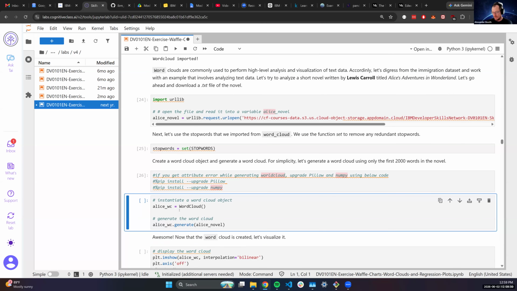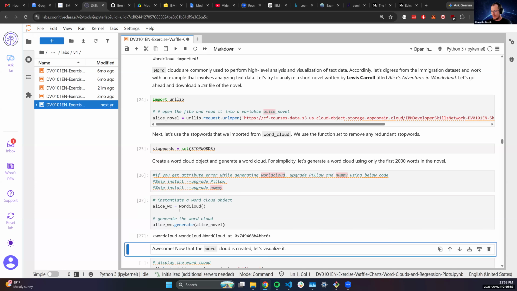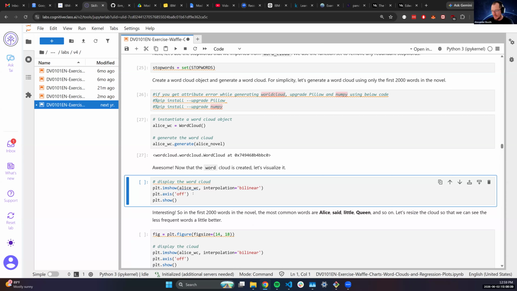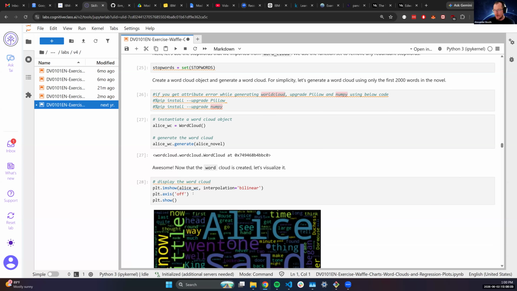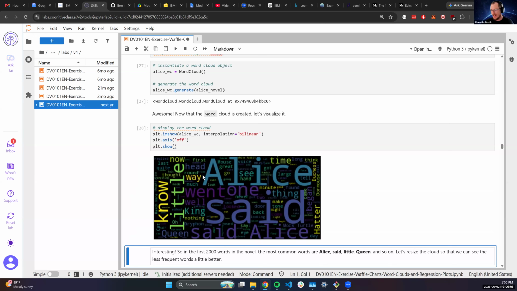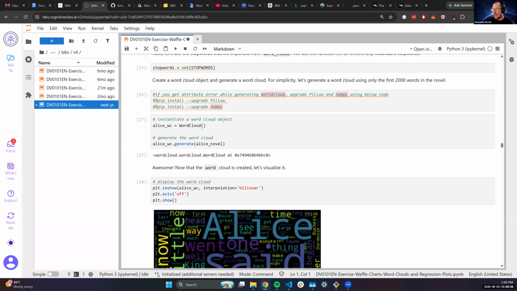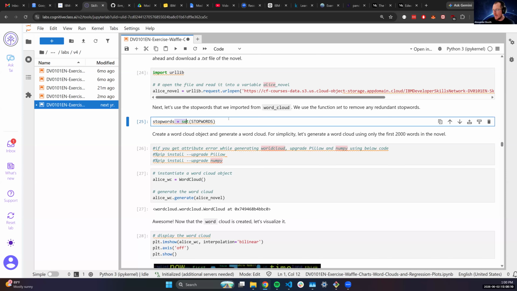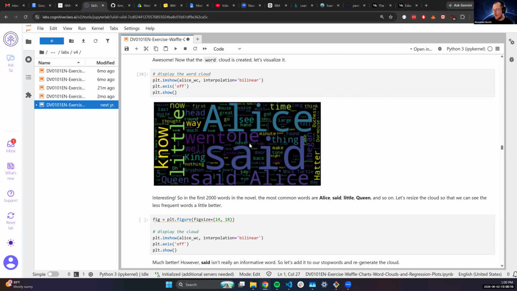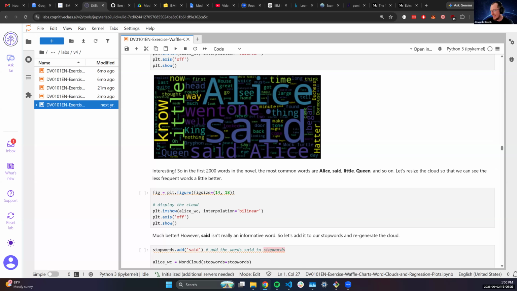One good visualization for natural language is a word cloud. Essentially, we want to filter out all the words that don't mean anything. We call those stop words, and then count the frequency of all the other words and see what it looks like. That's what we've done here. We filtered out some stop words already, and we end up with this word cloud. Alice is the most common word, then said, and then little. I think that makes sense.